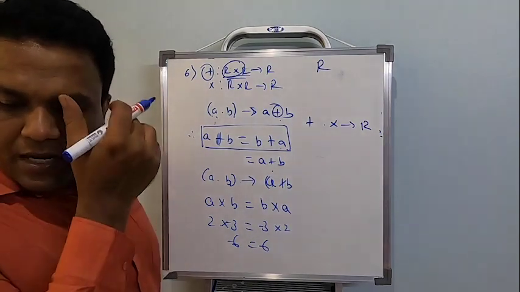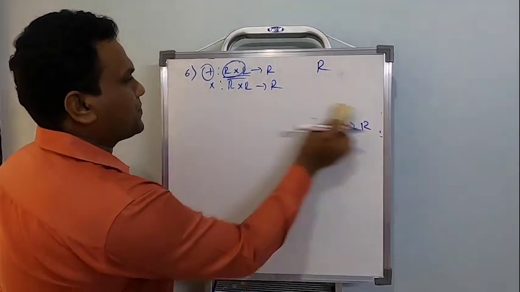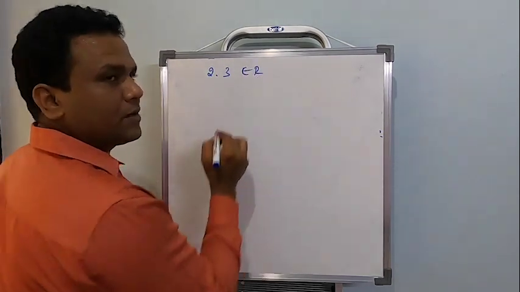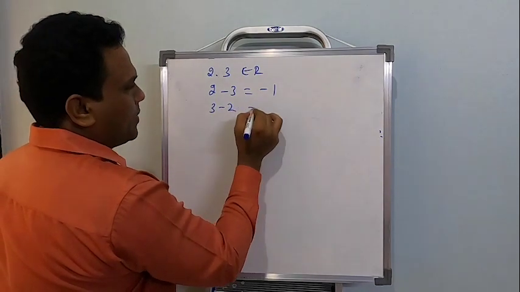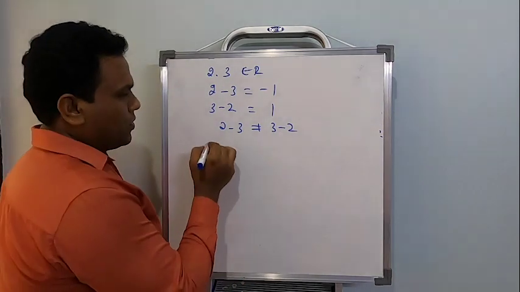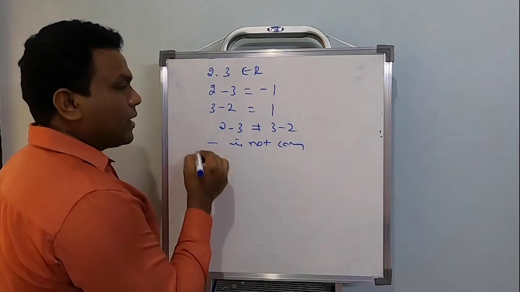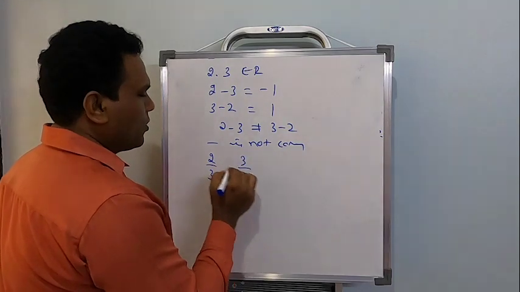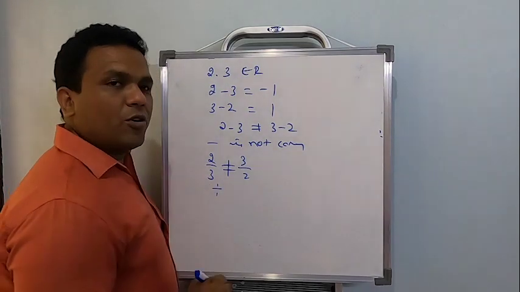They said subtraction and division fail the commutative property. So why does it fail? 2 and 3 are real numbers. 2 minus 3 will be equal to minus 1. 3 minus 2 will be equal to 1. So 2 minus 3 is not equal to 3 minus 2. Therefore subtraction is not commutative. Clear? Now why does division fail? 2 by 3 and 3 by 2 cannot be equal. So hence division is not going to be commutative.